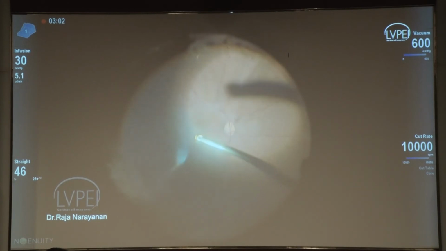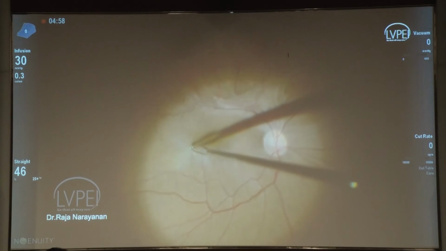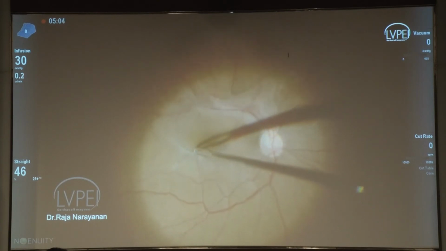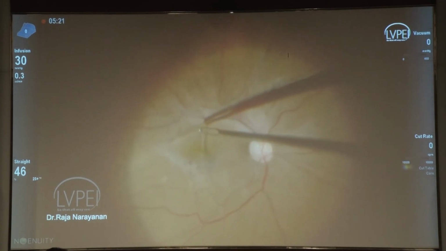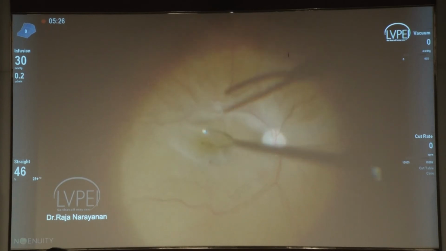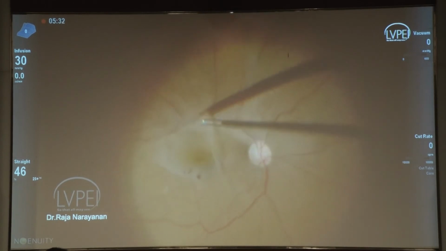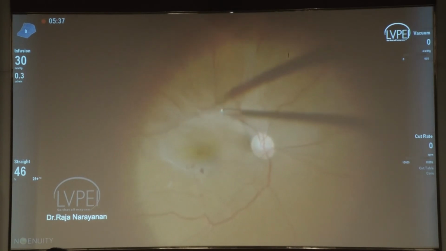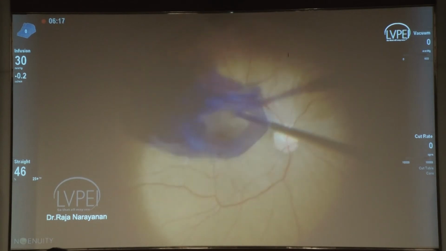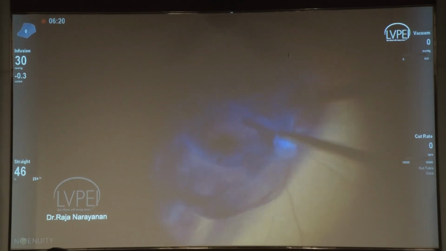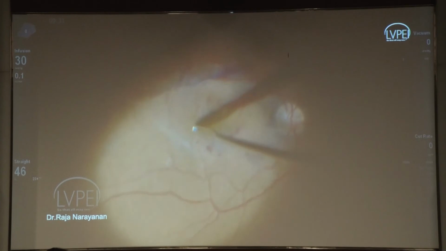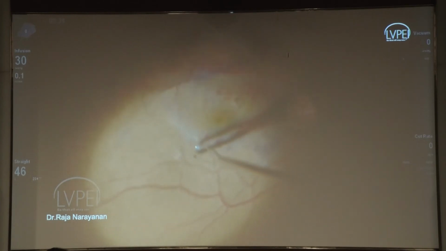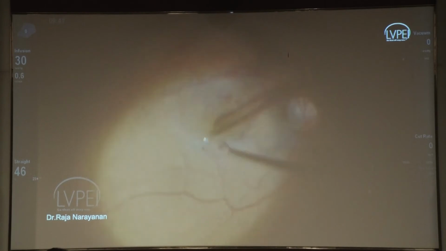So a standard 3-port pars plana vitrectomy has been done, and then we are removing the epiretinal membrane. In these cases, I tend to also remove the ILM after staining. After peeling the ERM, I stain the ILM and remove the ILM, although in that particular study which we published, we did not remove the ILM specifically in those cases. So again, after the ERM removal, we stain the ILM with brilliant blue and peel the ILM in a standard fashion. Because these are epiretinal membranes, you don't have to do an inverted flap or any of those modifications.